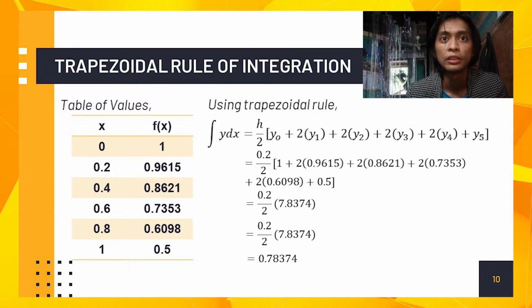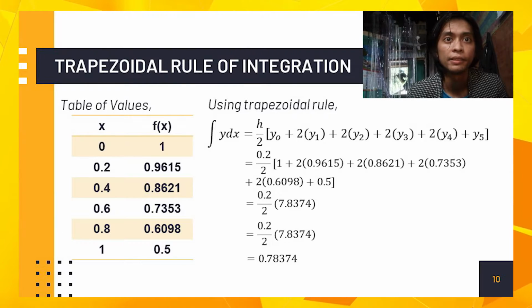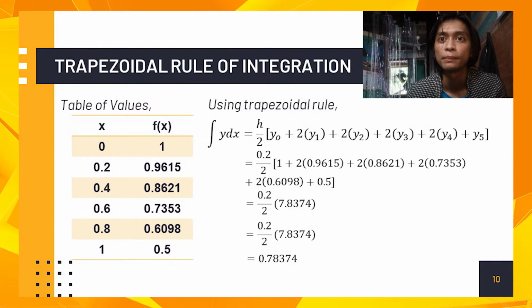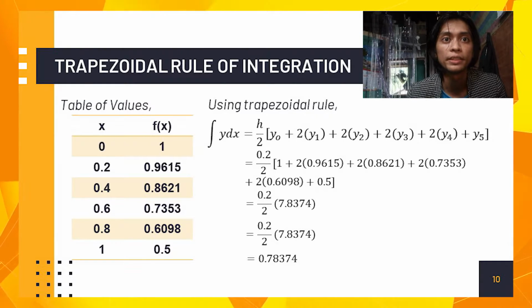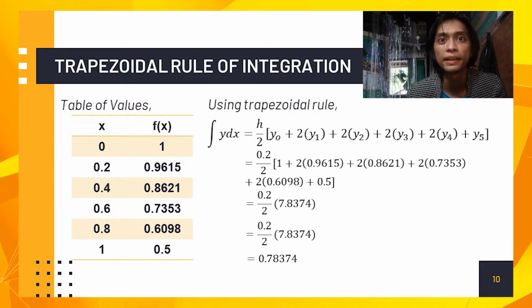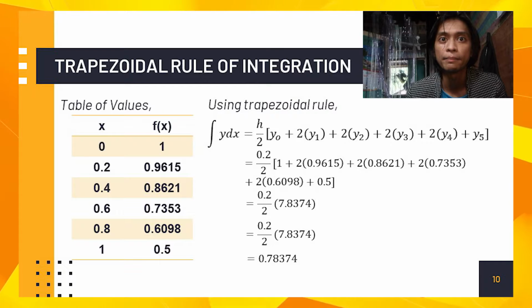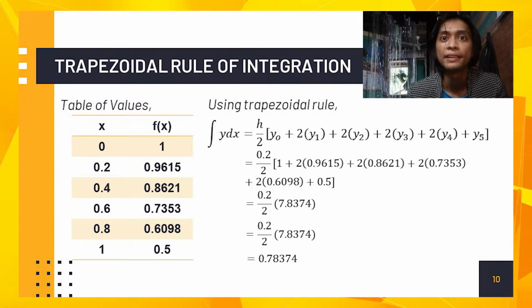Now using the trapezoidal rule and the table of values they have given us here, we get the integral of y dx equals h over 2 times the quantity of y sub 0 plus 2 times y sub 1 plus 2 times y sub 2 plus 2 times y sub 3 plus 2 times y sub 4 plus y sub 5, up to y sub 5 because the given here is until 5. Now we simply plug in the values of y based on the table they have given us. After plugging in, we multiply them by 2 each and then we add them all up.